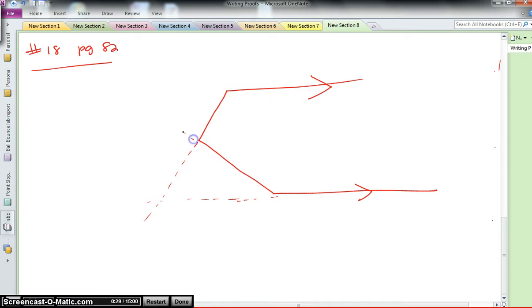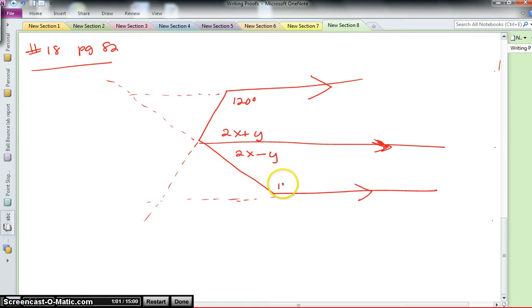And we've got a transversal that would intersect here. And we've got a third parallel line right down the center. We know that this is 120 degrees. We know that this is 2x plus y. We know that this is 2x minus y. And we know that this is 140 degrees.